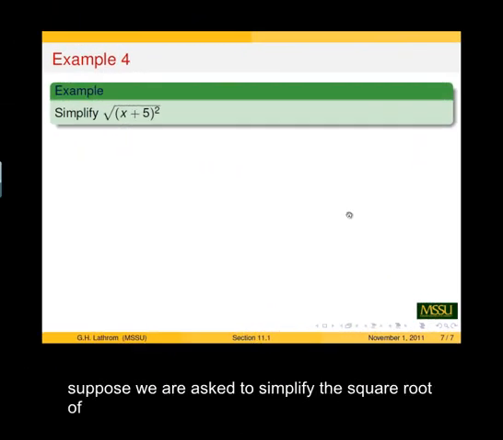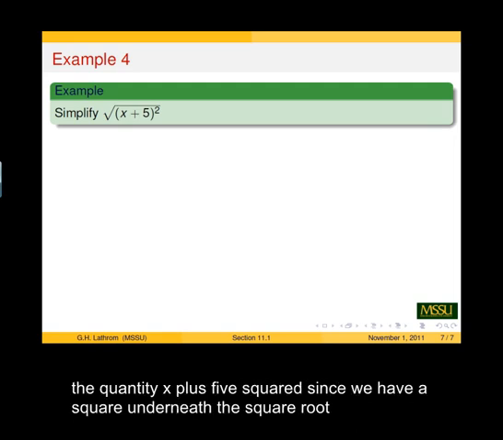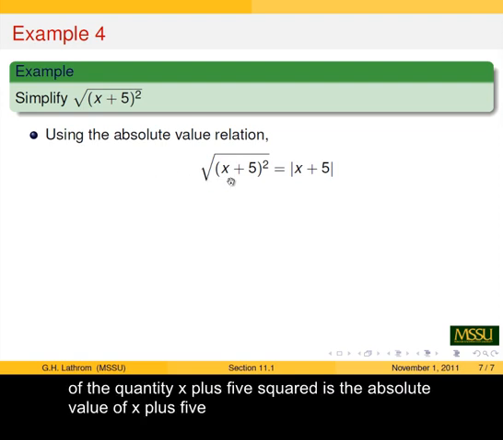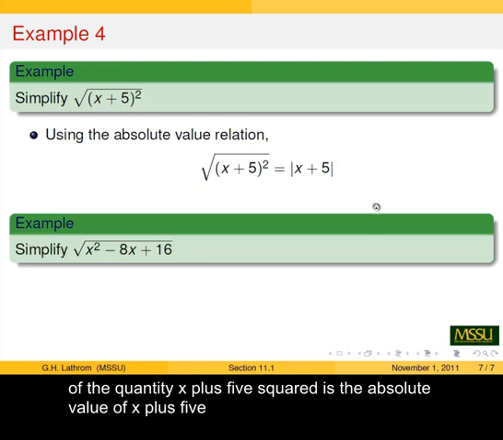Suppose we are asked to simplify the square root of the quantity x plus 5 squared. Since we have the square underneath the square root, we use the absolute value relation. So the square root of the quantity x plus 5 squared is the absolute value of x plus 5.